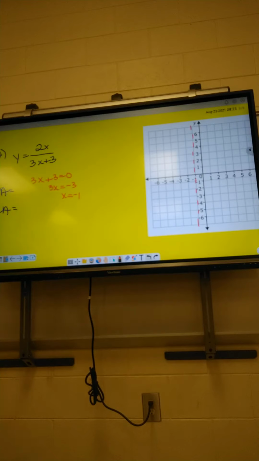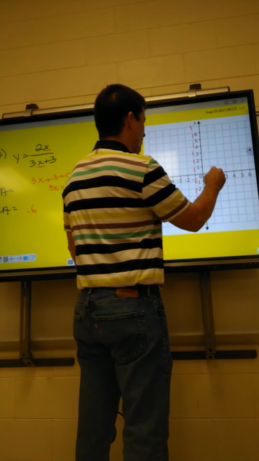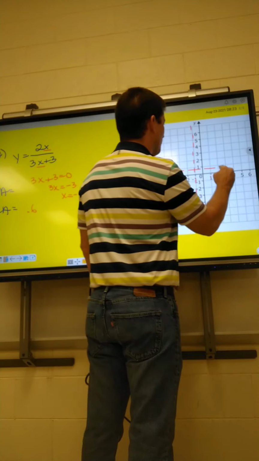All right, for the HA, we got to look at the exponents. When you have an x on the bottom and an x on the top, what have we been doing? We've been dividing the coefficients, the numbers in front of the x's. 2 divided by 3 is 0.6. All right, so how do I do that? Well, 0.5 would be halfway, so 0.6 is just a little bit above halfway.